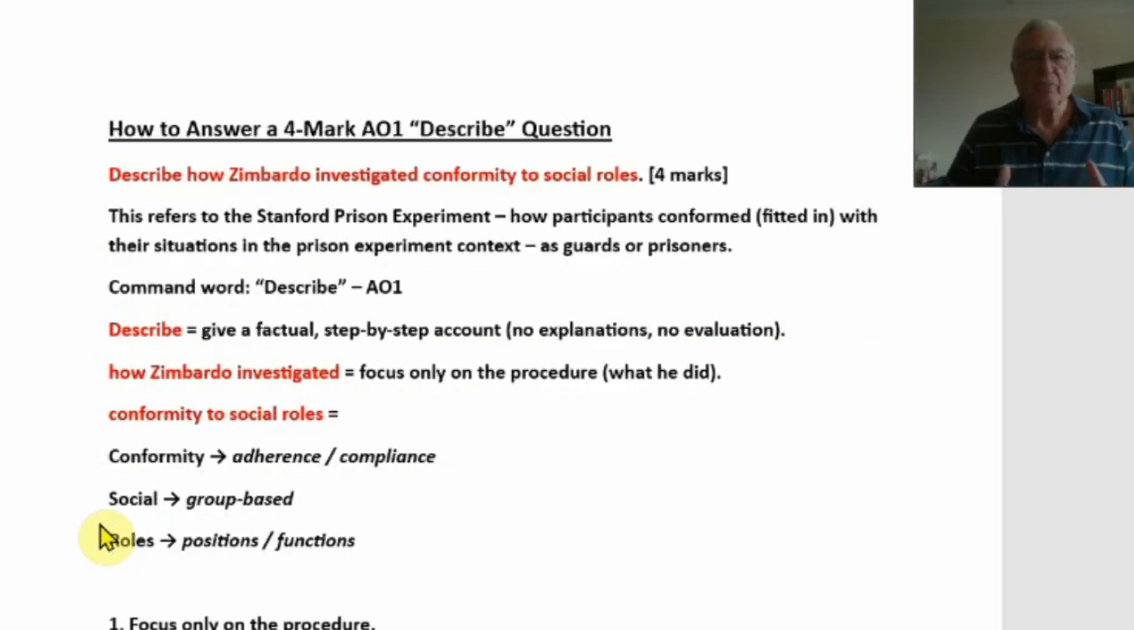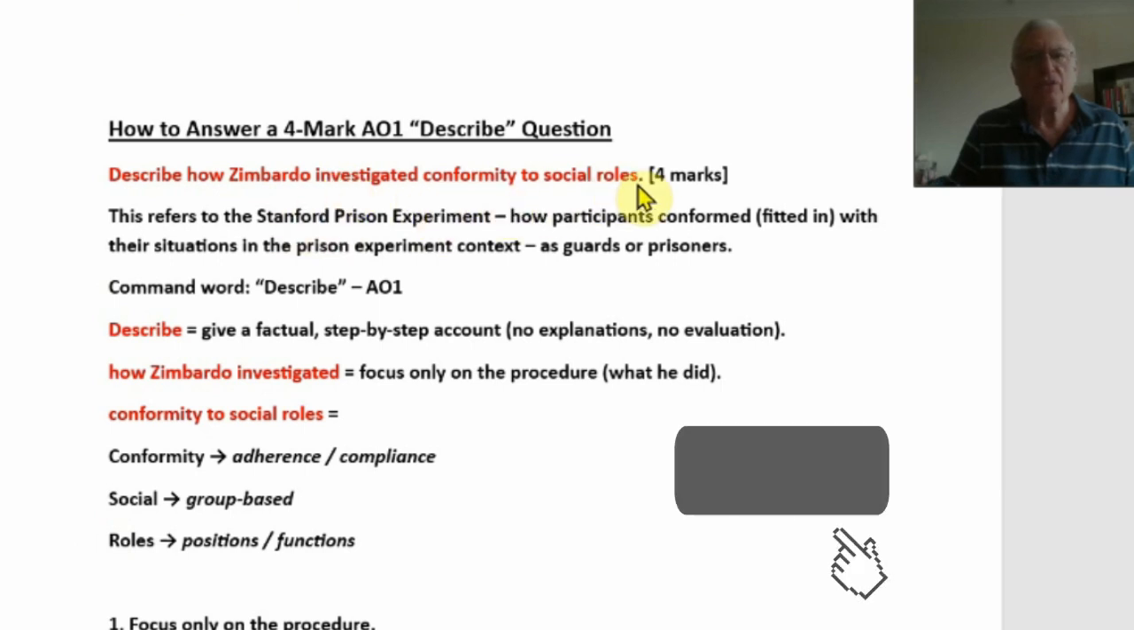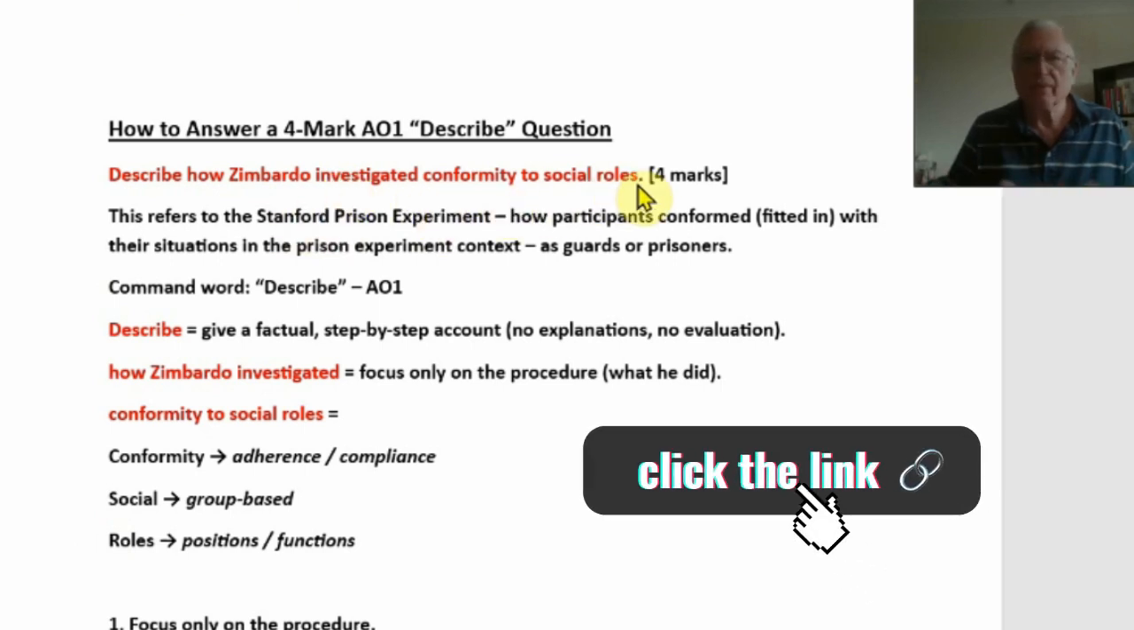You see here, it's just a brief synopsis or outline of how he investigated the conformity to the social roles. What he did. Straightforward. That's all you need.